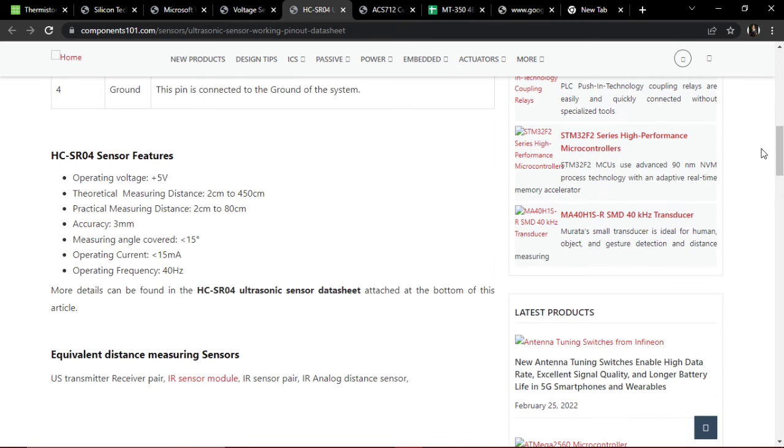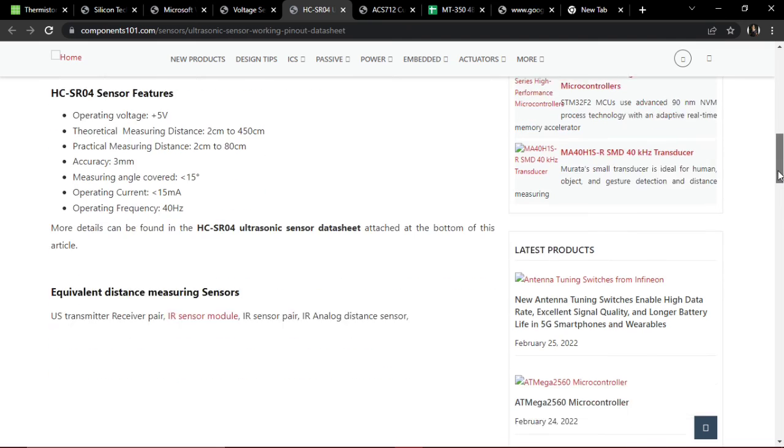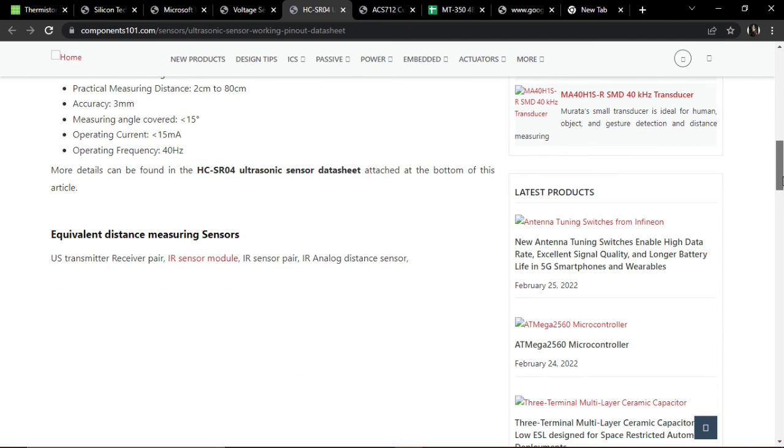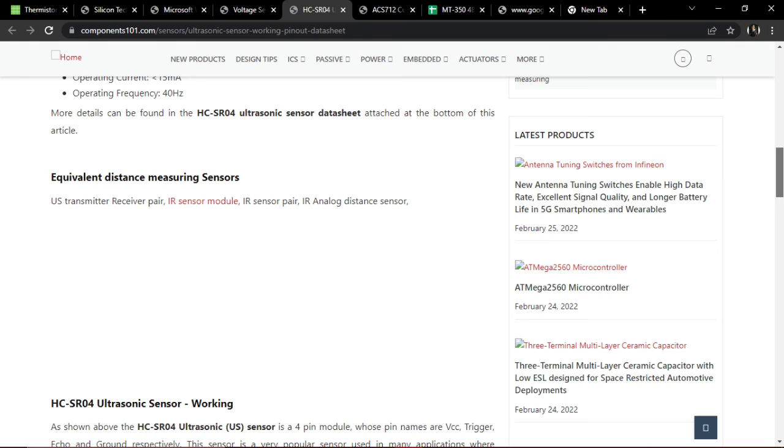Operating voltage is 5 volt. Theoretical measurement distance is 2 centimeter to 450 centimeter. Practical measurement is 2 centimeter to 80 centimeter. Accuracy is 3 millimeter. Measuring angle covered is less than 15 degree. Operating current is less than 15 milliampere and operating frequency is 40 Hz. Equivalent names are distance measuring sensor, US transmitter receiver pair, IR sensor module, IR sensor pair, and IR analog distance sensor.